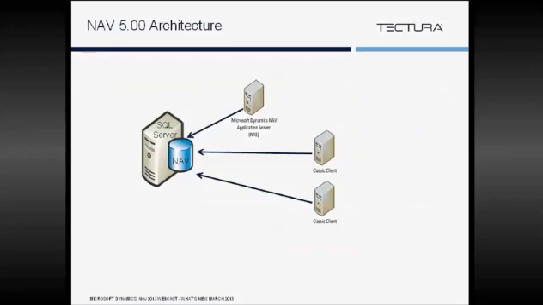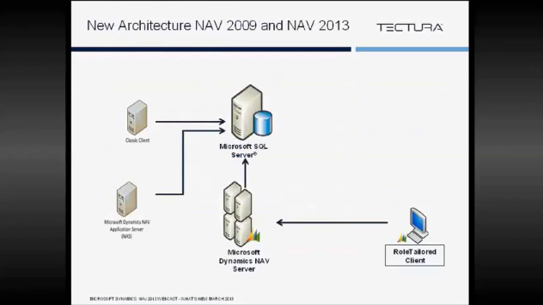Now, what changed in NAV 2013 is the introduction of a three-tier setup, where we have the Microsoft SQL Server, the Microsoft Dynamics NAV Server, and the role-tailored client. The role-tailored client connects to the NAV servers, and that's where all the work is done. All the processing power sits on the middle tier, being the NAV server, and that does all the processing work. So the user's machine doesn't need to be a powerful machine, or it's not going to slow down the network because it's a slow machine.